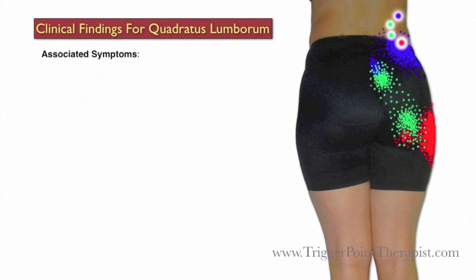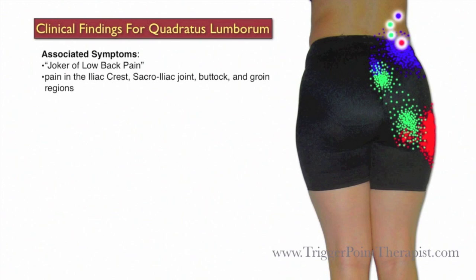Clinical findings for trigger points in the Quadratus Lumborum muscle are as follows. Dr. Travell refers to this muscle as the joker of low back pain because it is very frequently overlooked as a source of lower back pain. Clients may complain of pain in the iliac crest, sacroiliac joint, buttock, and groin regions.